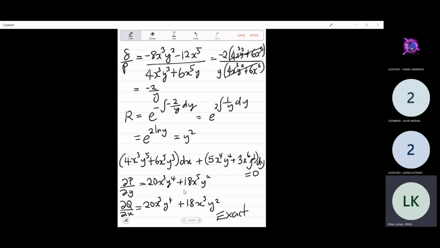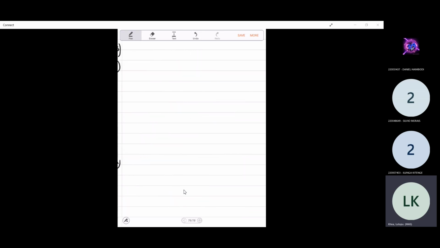Then we can now solve it by integrating either p or q with respect to x or y, depending on which one you pick. Okay, so I'm going to integrate p. So we have 4x to the power of 3, y to the power of 5, plus 6x to the power of 5, y to the power of 3 dx. This is x to the power of 4, y to the power of 5, and x to the power of 6, y to the power of 3, plus some function of y.